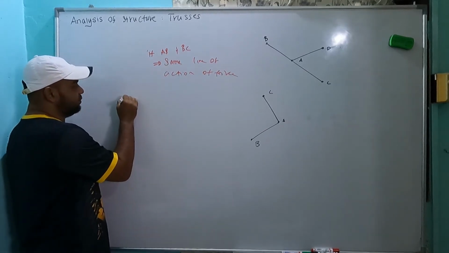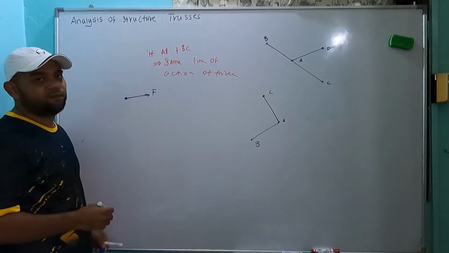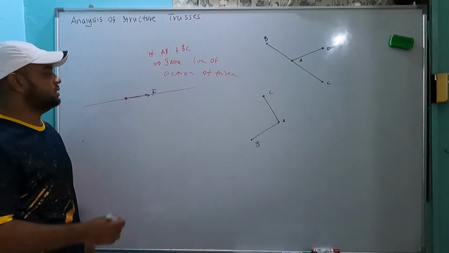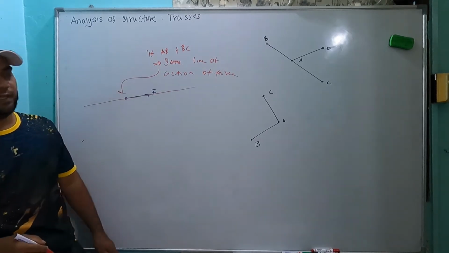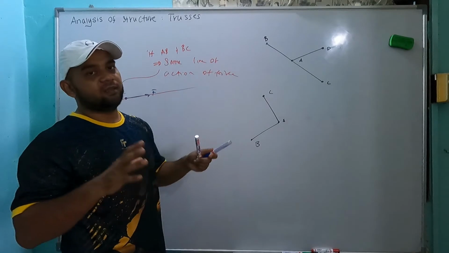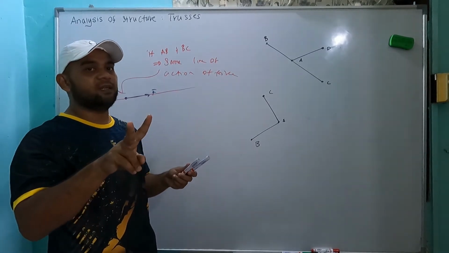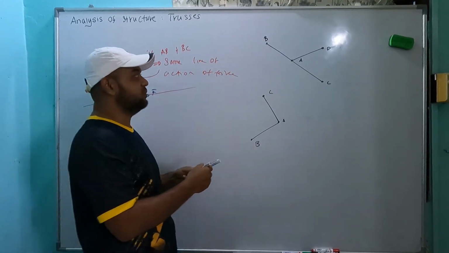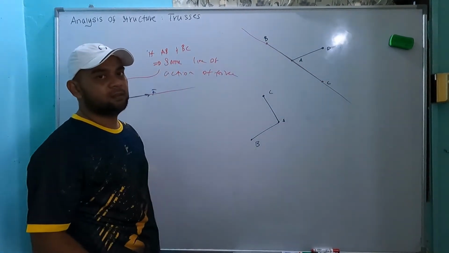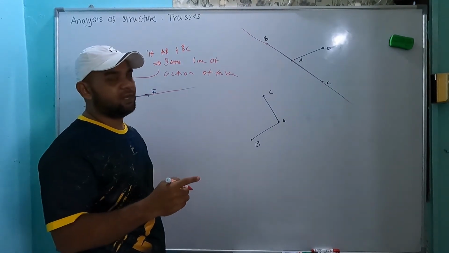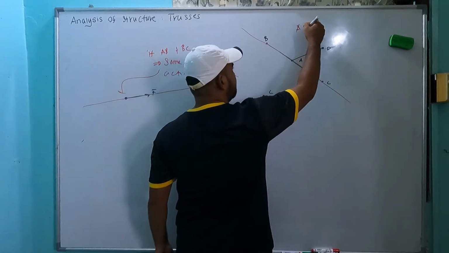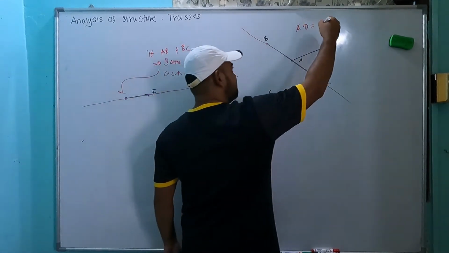Let's say we have this force F. Okay, we make a line on this same line. On that line, this is what we call the line of action of force. Okay, so if AB and BC, we have three components. If two of them are on the same line of action of force, the third one, which is AD in this case, must be 0.